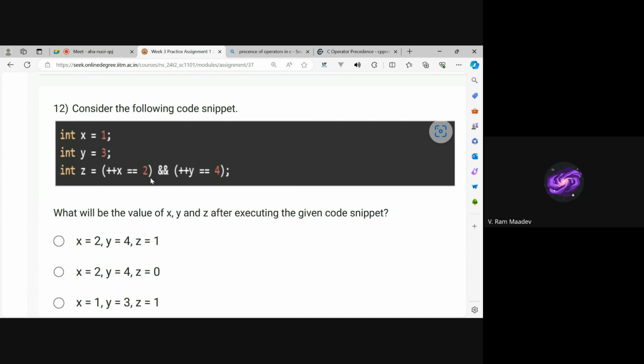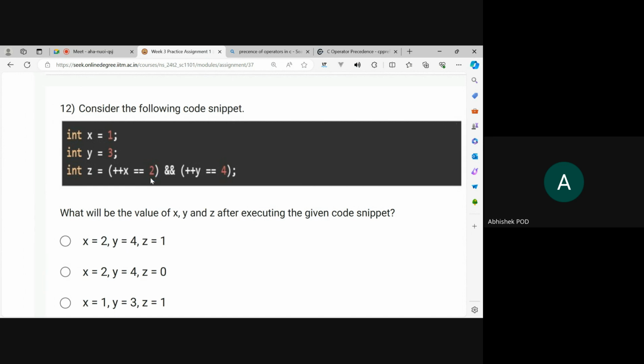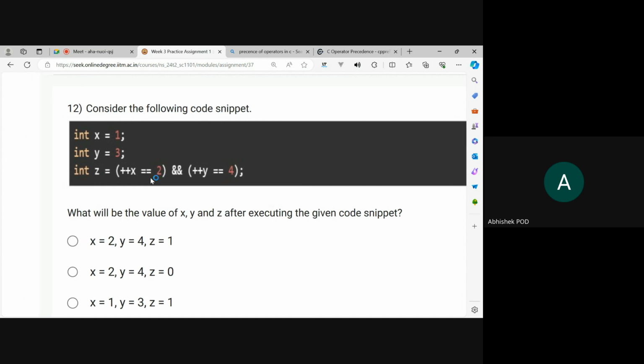True, sir. It is going to be yielding a true value because x was initially 1, and since we are using prefix increment, it will first make an increment and then carry out the comparison. So x will become 2 by the time the comparison will happen. So this expression has become true.